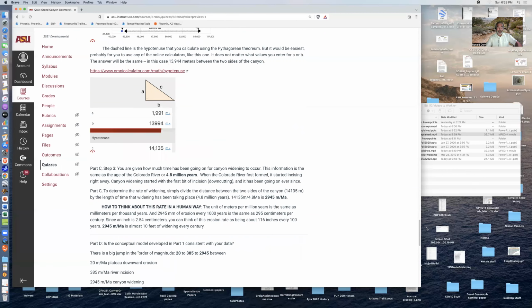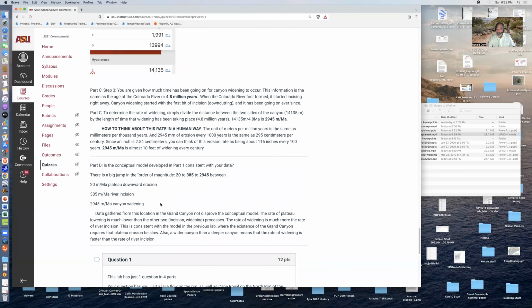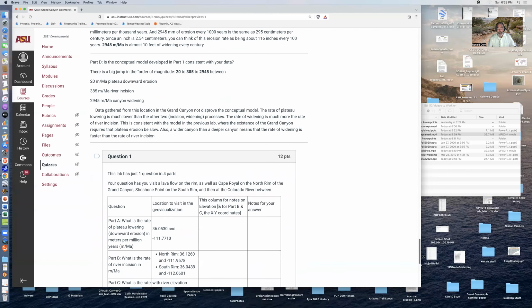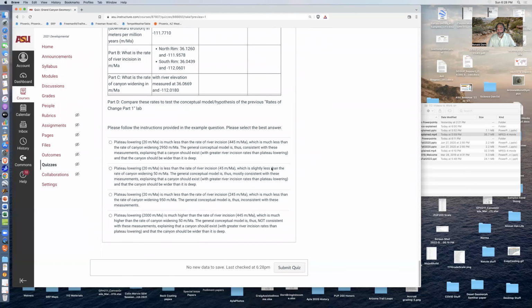And so you've got the width of the Grand Canyon, and then you simply divide that by the 4.8 million years that the canyon has been widening, because the canyon started to widen when the Grand Canyon started to form 4.8 million years ago, and you get a rate of canyon widening for the whole thing. So you answer the question in 4 parts, and this is what it comes down to.